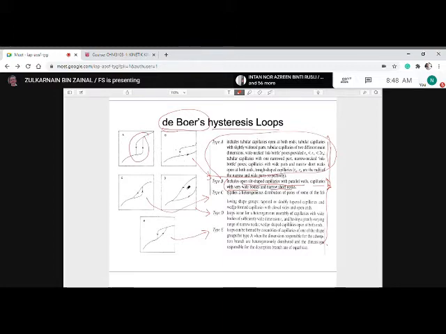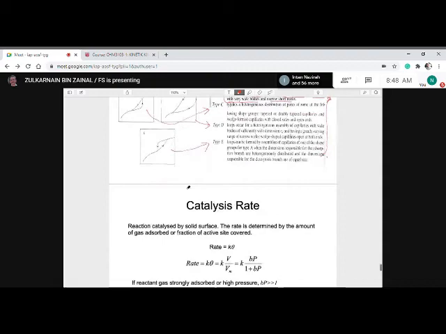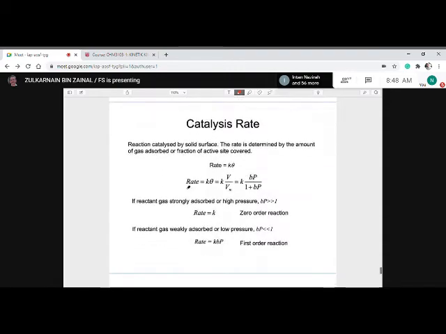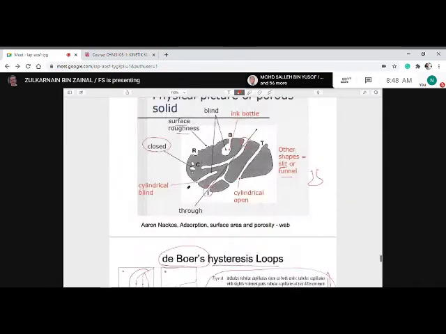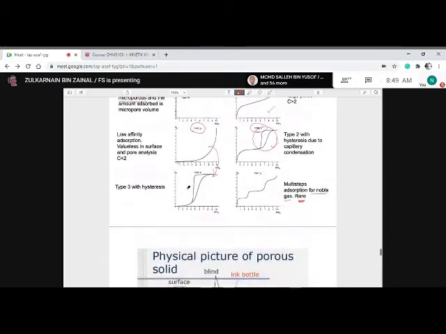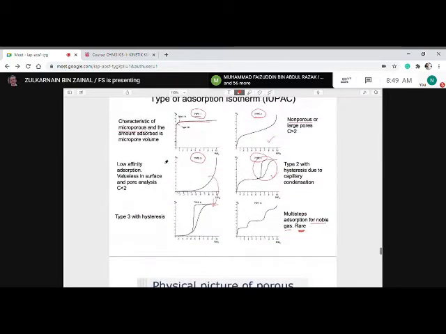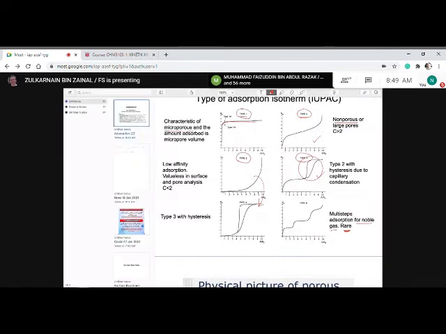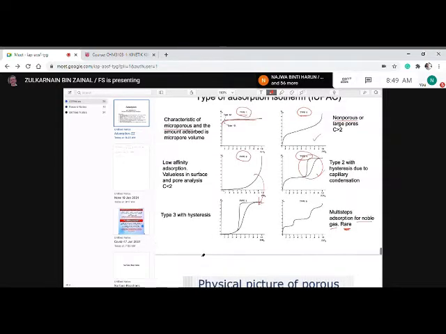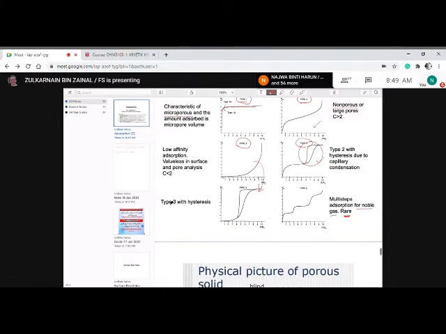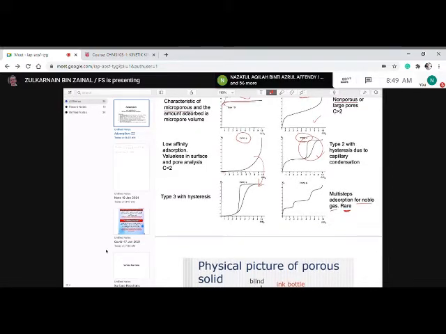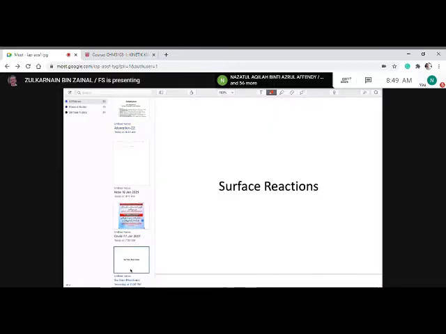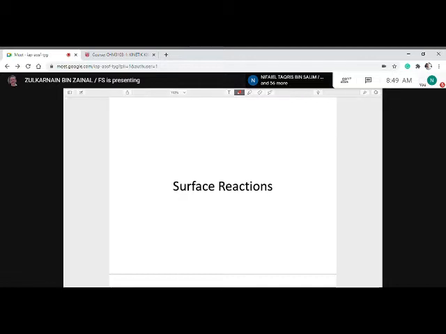All right. Okay. So catalyst rate is the topic for the next chapter. We're going to move on to the next chapter on the surface reaction. We call it surface reaction rather than catalysis reaction.